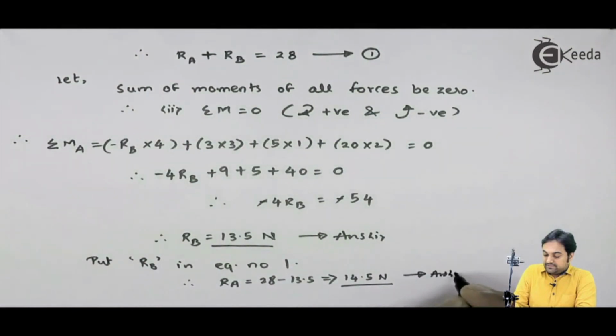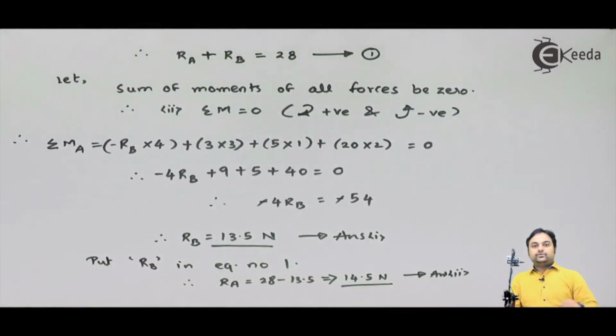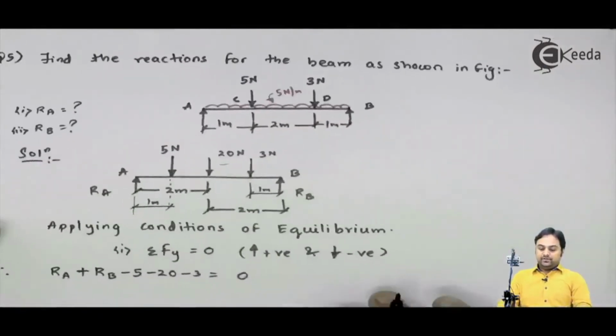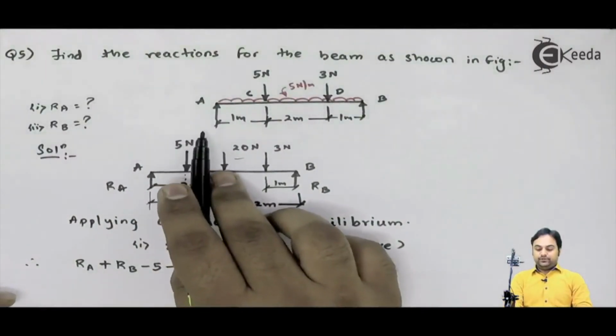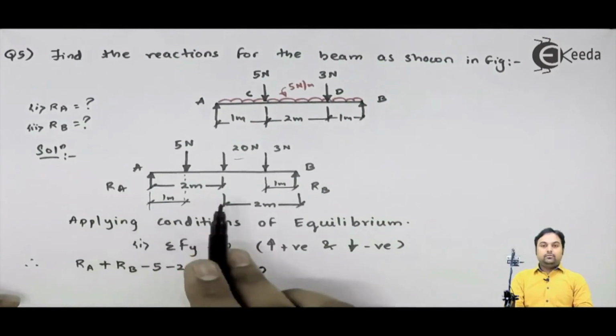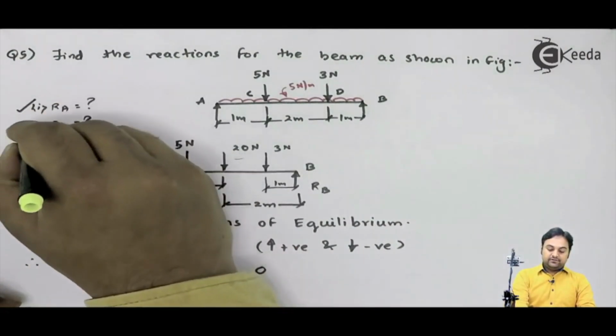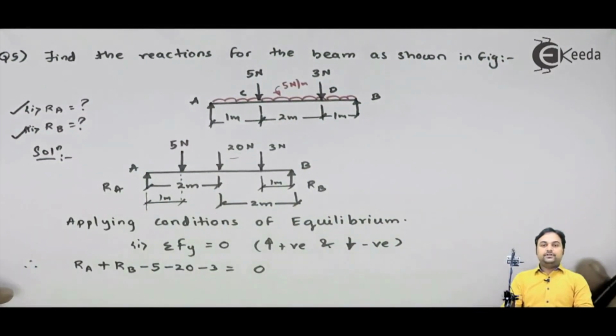That's my second answer. So if we look into this question, there were two things asked: to calculate the reaction at point A, reaction at point B. Both the values we have found out, and with this we complete the question.